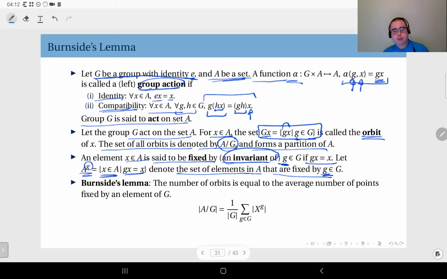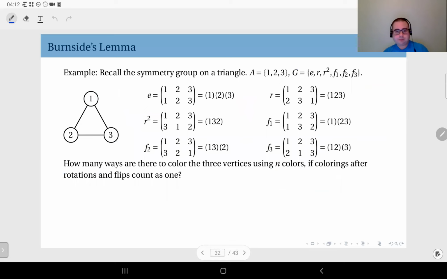Now at this point we are ready to give Burnside's lemma, and the statement is: the number of orbits is equal to the average number of points fixed by an element of group G. So this is the formal statement. And this, I'm sure, all looks a little bit confusing, maybe vague, and maybe it's not obvious what it means. So let's do an example.